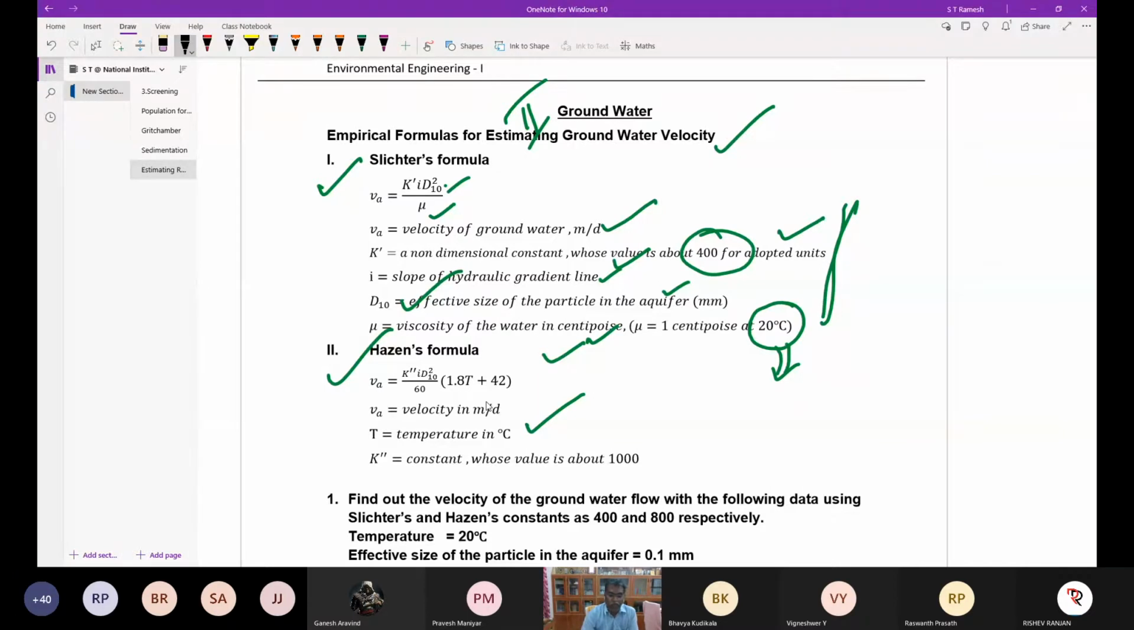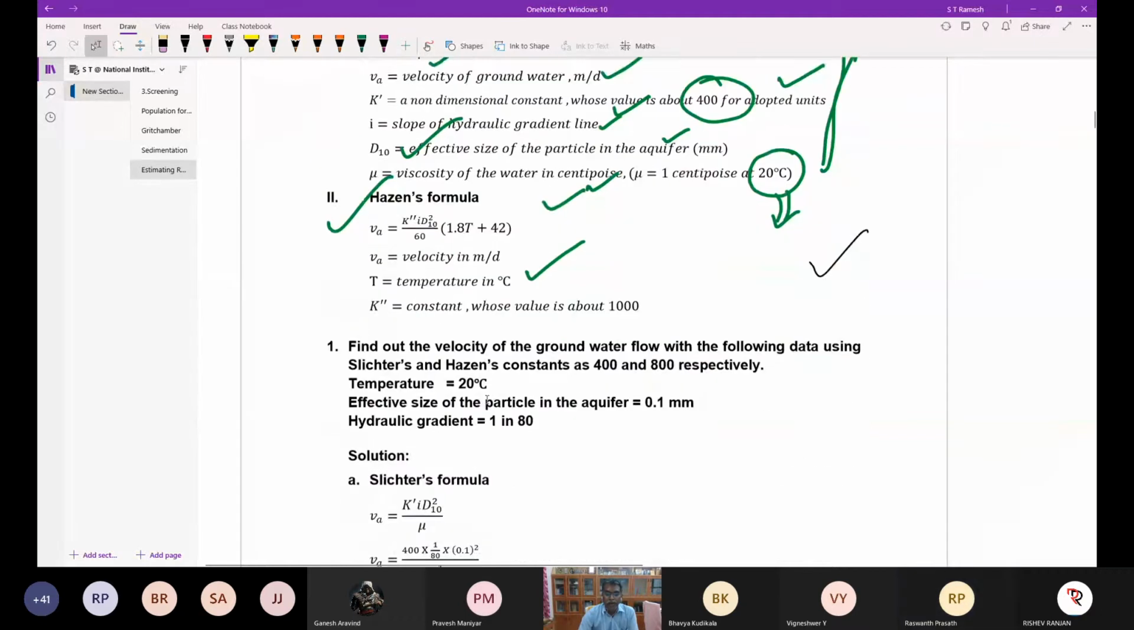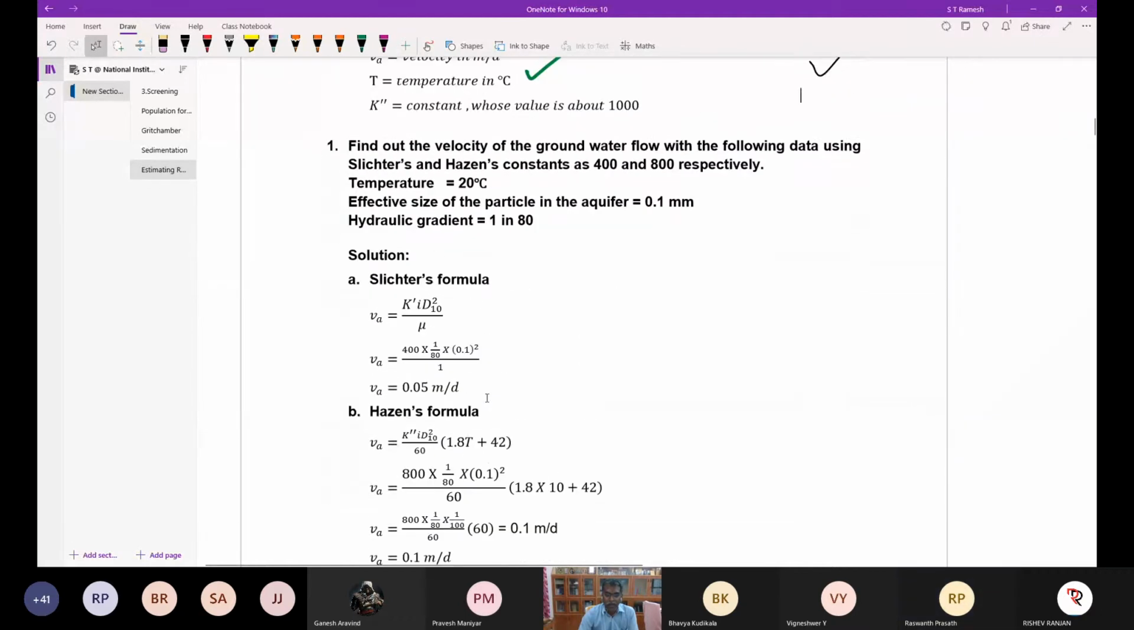Two formulas: one is Schlichter's formula, and this is Hazen's formula. Is it fine? Yes, sir. These are also direct substitutions, that is not very challenging.